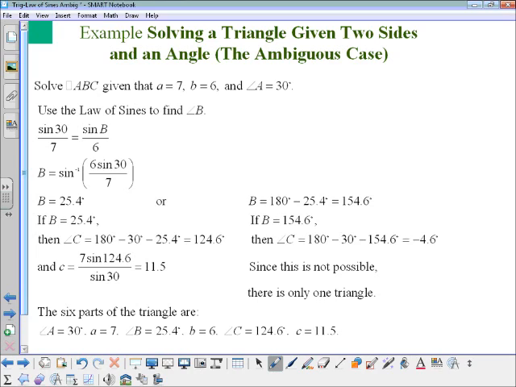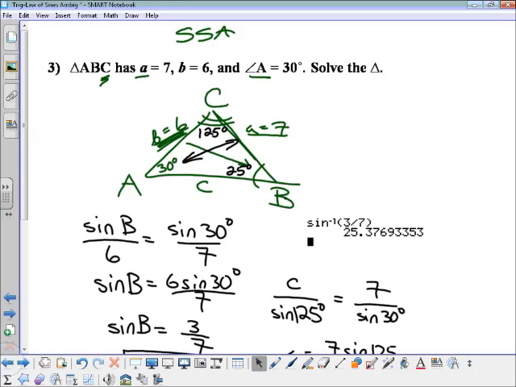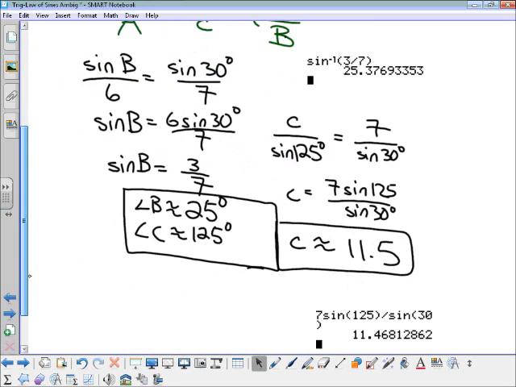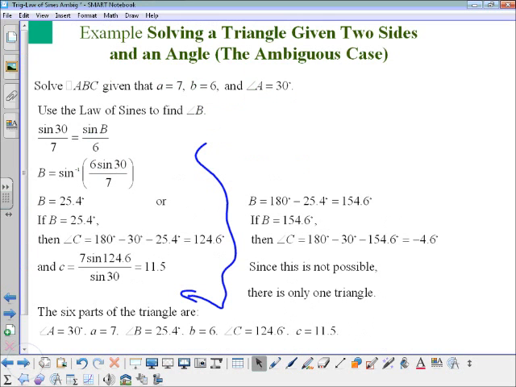Okay, so all this work on this side was the same that we did. Remember we found B to be about 25, C to be about 125, and wait, didn't we get 12? Oh, rounded up, it would be 12. Let's go back. Oh, 11.5. Never mind.